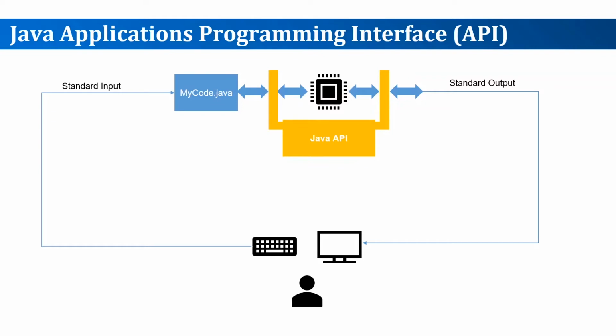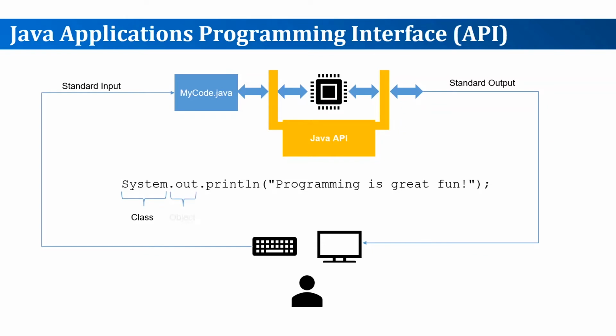To do this, all you need to do is type something like this. From the class System, which is designed to deal with the system operations, use the object out, which works with the outputs, and the method println to display "Programming is great fun" on the screen. Java will take care of that for you and send the information to the screen.